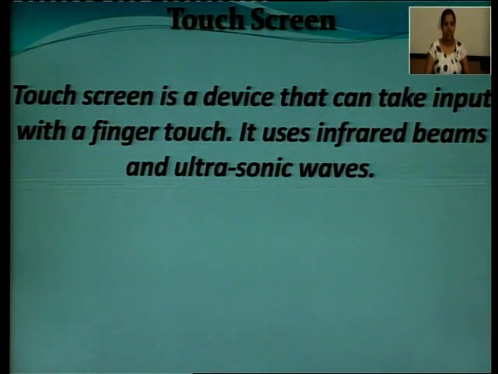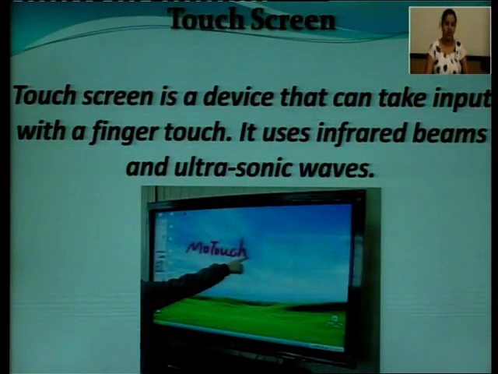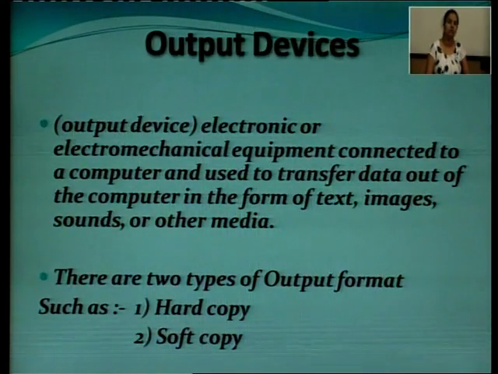Then comes the touch screen. A touch screen is a device that can take input with a finger touch, and it uses infrared beams and ultrasonic waves. Here you see me touch, here you write; you just need to touch that portion and you can write anything. So the touch screen is a device that takes a finger as a touch. So, these all are the input devices.